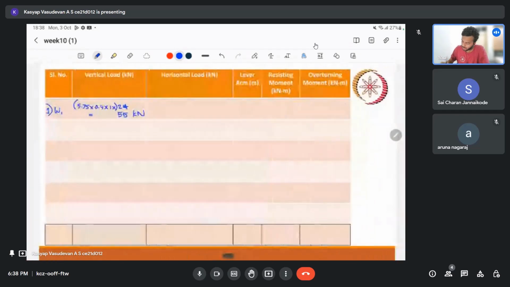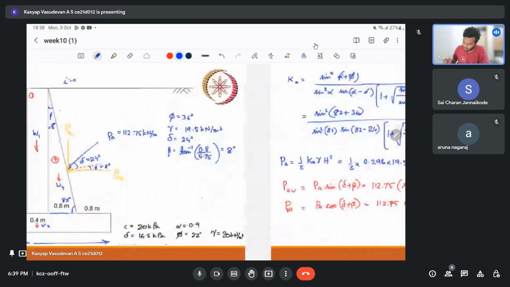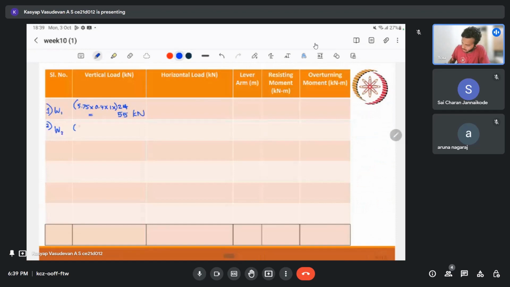Similarly, if I go for the second one, the base, the thickness is 0.5, and the length, if I add everything, comes out to be 3.6 meter. So I can write W2 as 0.5 into 3.6 into 1, this is the volume, into 24 kilonewton per meter cube, the density of concrete. This turns out to be 43.2 kilonewton. Okay, so I need not write the unit.